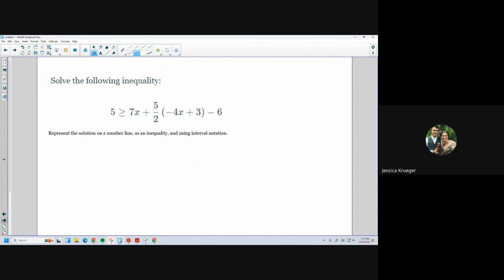Okay, last example. And I'm not going to go through this whole thing. The piece of advice that I would give you is convert 5/2 to a decimal. So rewrite this as 5 is greater than or equal to 7x plus 2.5 times -4x plus 3 minus 6. Then change this to an equal sign and go ahead and see if you can solve it. Okay? So if you would like that practice, give this one a try and bring it up to me and I'll check it.